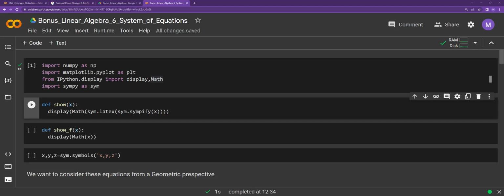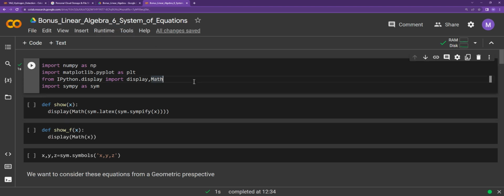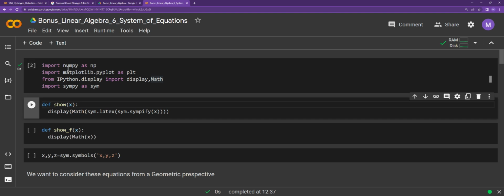Hello, guys, and welcome to today's lecture, which is going to be on bonus linear algebra number 6, system of equations. So it's going to be quite simple, and we're going to see how we can solve system of equations using Python. So I'm importing the necessary libraries, NumPy, Matplotlib, the IPython display, and this time I'm importing SymPy, and I will explain to you why it's important. So I'm importing SymPy as sim.